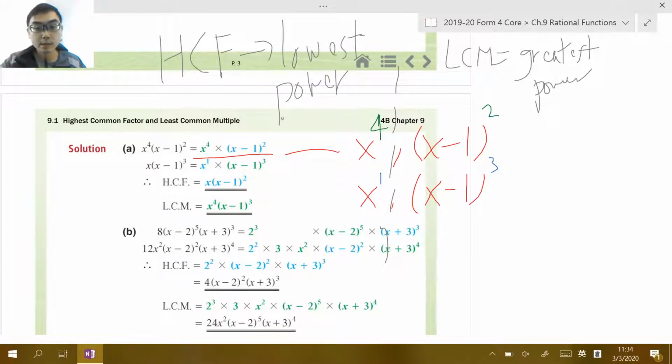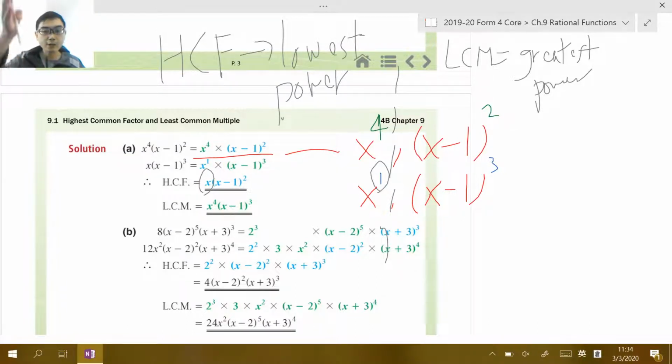For example, you can see in this group, x to the power 1 is the smallest power here. So we say this one is for HCF. When we write the answer, we write x instead of x to the power 4 because we have to take the lowest power here. That means x to the power 4 belongs to LCM. So in the LCM, the first term you multiply will be x to the power 4.